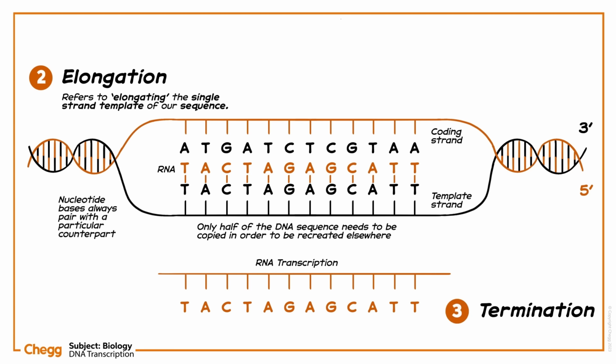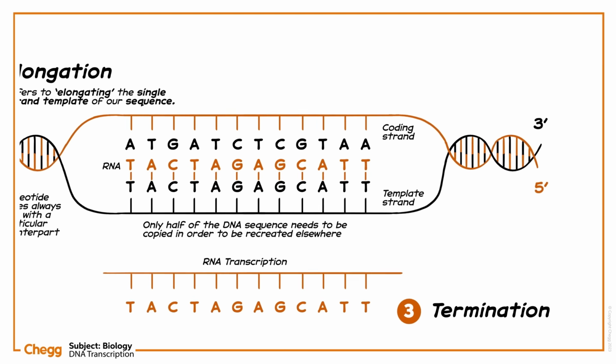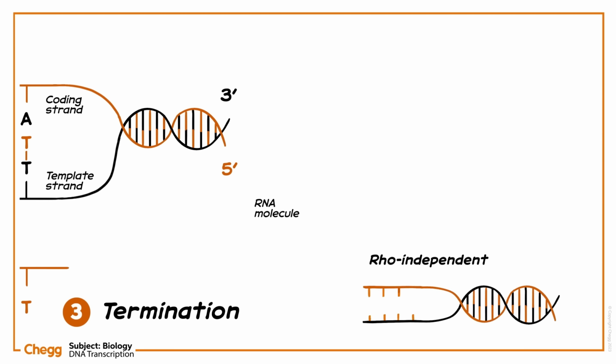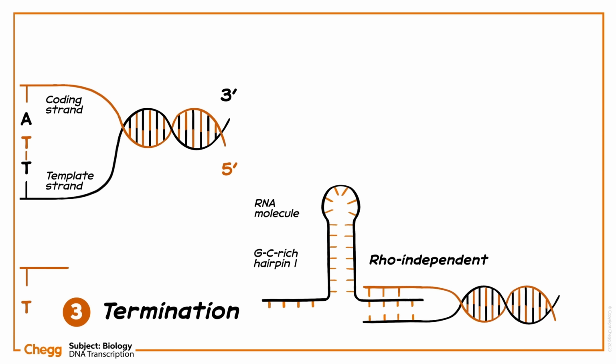Termination is how the transcription process ends. This happens in two different ways: rho-dependent or rho-independent termination. In rho-independent termination, the transcription process stops when a new RNA molecule is produced that has a GC-rich hairpin loop.